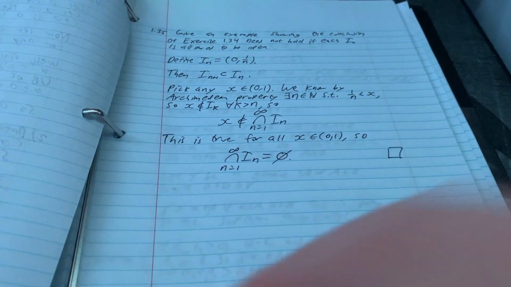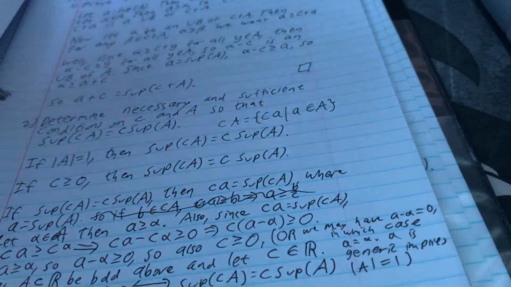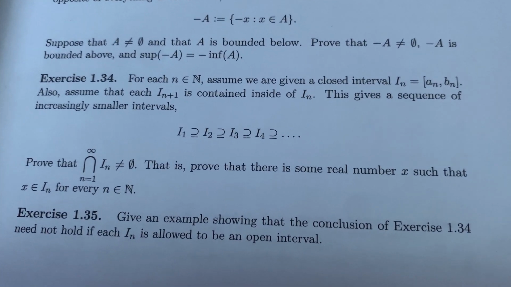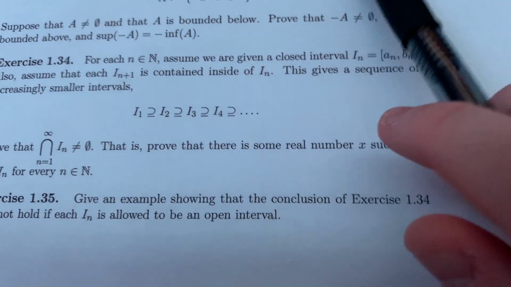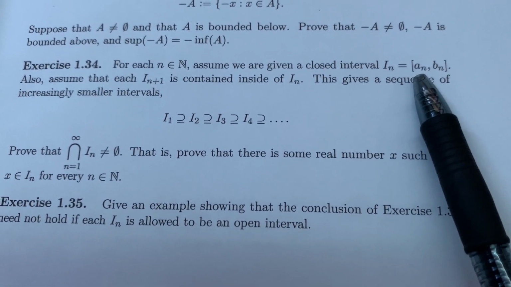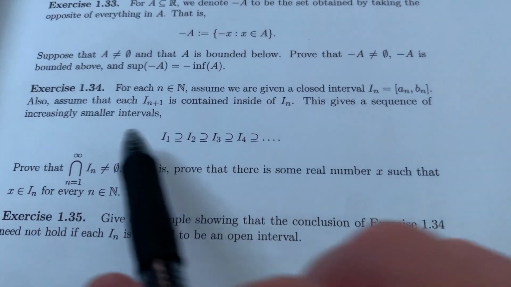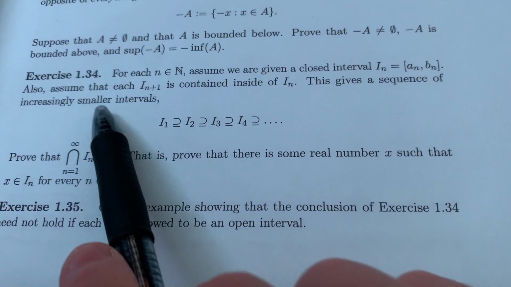The so-called nested interval theorem. Where is it? I didn't write it down on unlined paper. Unlucky me. So here it is. For each n, that's a natural number, we're given a closed interval from an to bn, where I went ahead and assumed that an was less than or equal to bn to make it a good interval. And we assume that I n plus 1 is contained inside I n. This gives us a sequence of increasingly smaller intervals.